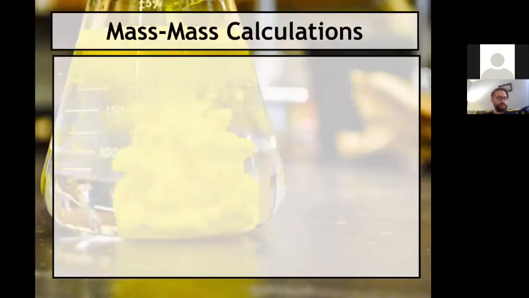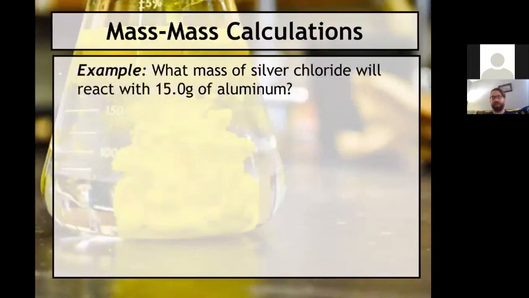All right, let's get down to the nitty-gritty. This is a mass-to-mass calculation, not a mole-to-mole calculation, right? There's a difference between this and what we did last week. Here, it tells me there's 15 grams of aluminum, and it asks what mass of silver chloride will react with 15 grams of aluminum. So we know our reactants, in other words. We're going to be able to write an equation from this.